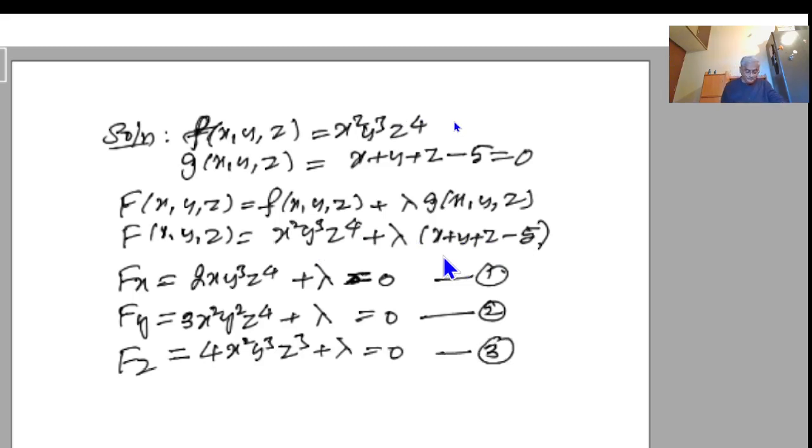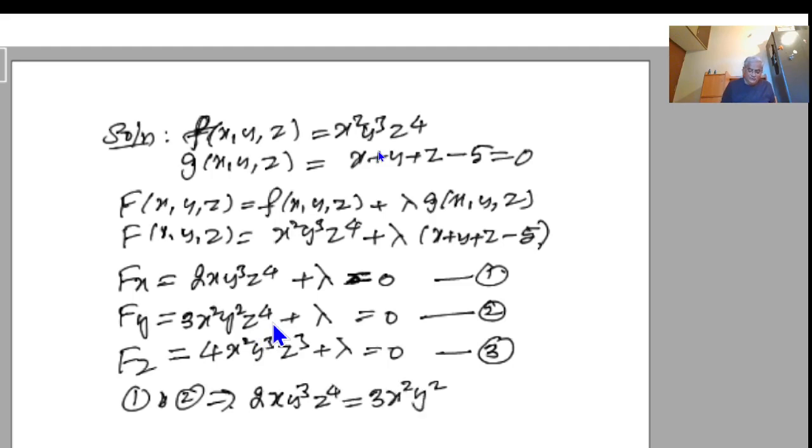Now here, 1 and 2 implies, if you compare these two here, you can write minus lambda. That is minus lambda equal to 2x y cube z raised to 4. Similarly here also minus lambda is 3x square y square z to the power of 4. So that is 1 and 2 implies that 2x y cube z raised to 4 is equal to 3x square y square z to the power of 4. Okay. And we can write it like this also, this minus this. Then we get this equal to this.